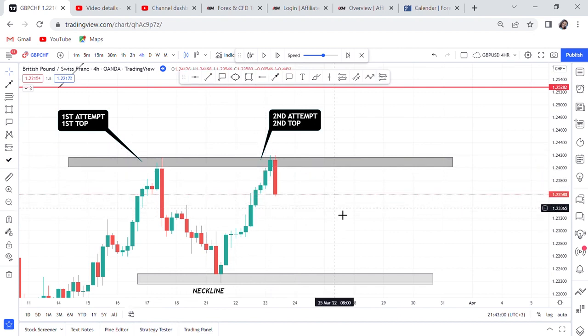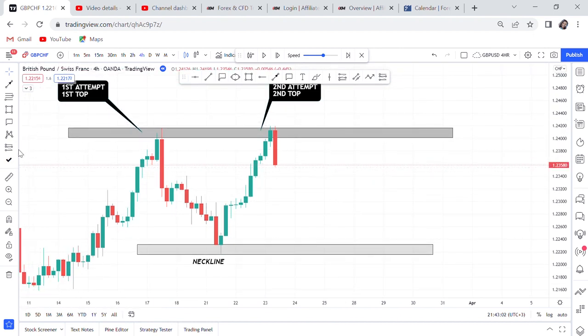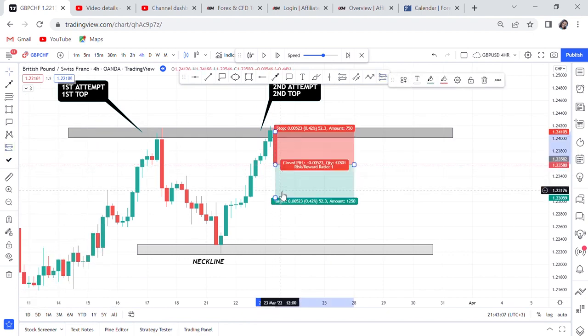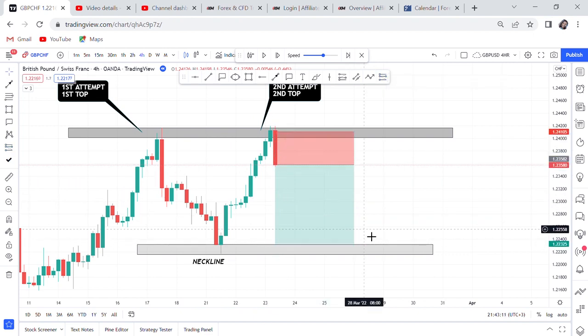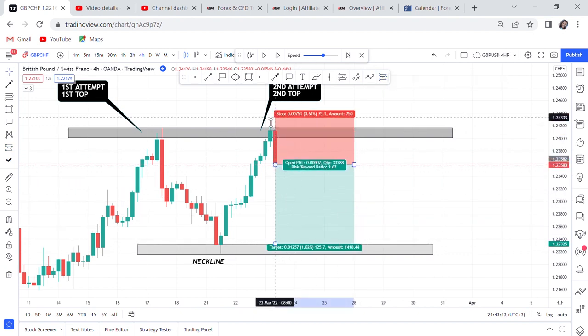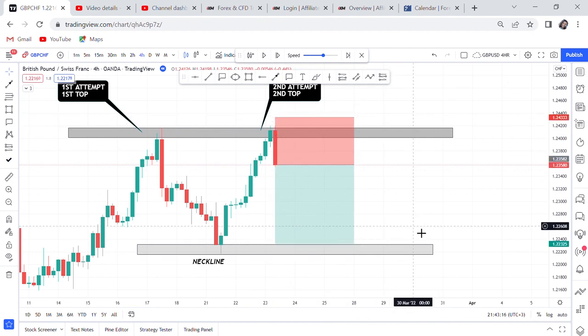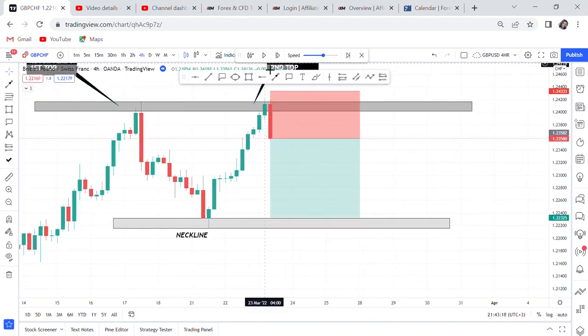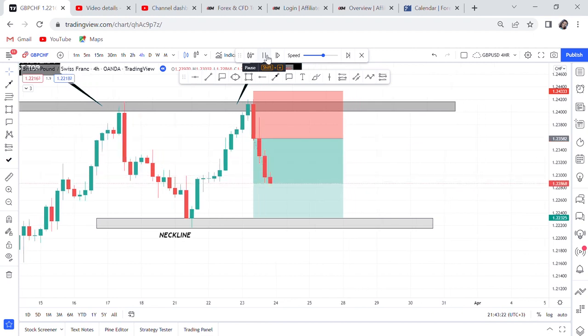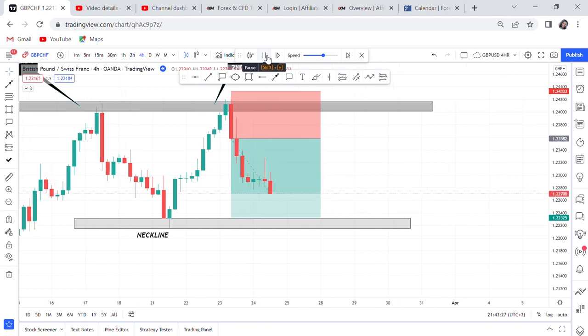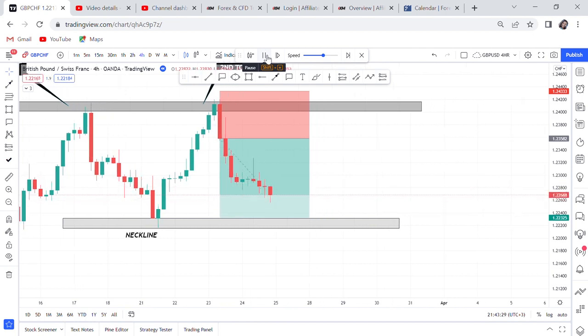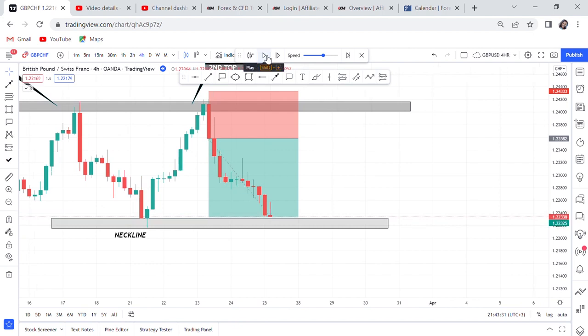So here we come, we put a short position, and now we are targeting what? We are targeting the neckline. I've told you our target is the neckline. Stop loss is above that high, and now we wait and see. So the market is pushing down, going to our neckline, and it is as easy as just waiting for the market to hit your TP. And you can see the market hit our TP very, very well.